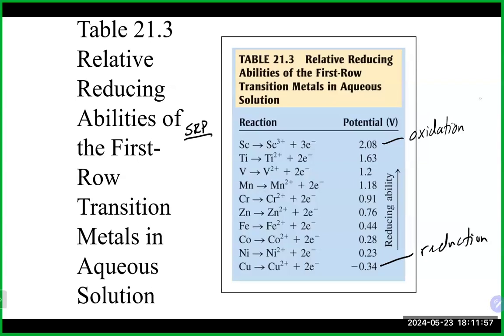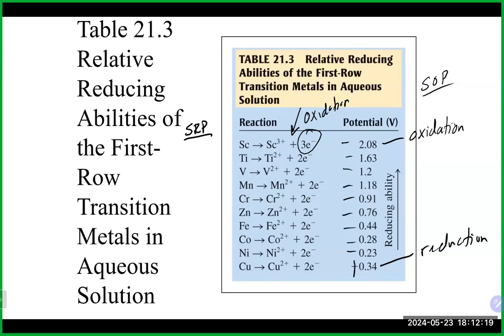Standard reduction potentials. All these are written as oxidation reactions, with electrons on the right-hand side, sometimes referred to as standard oxidation potential. And that means if we reverse all these reactions and make them into SRP values, all these guys would then become negatives.